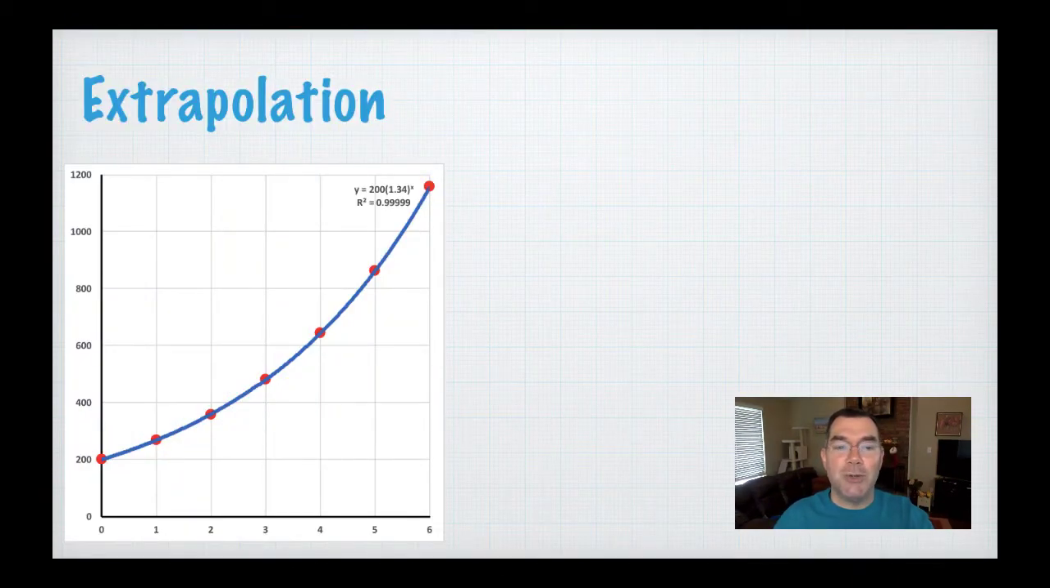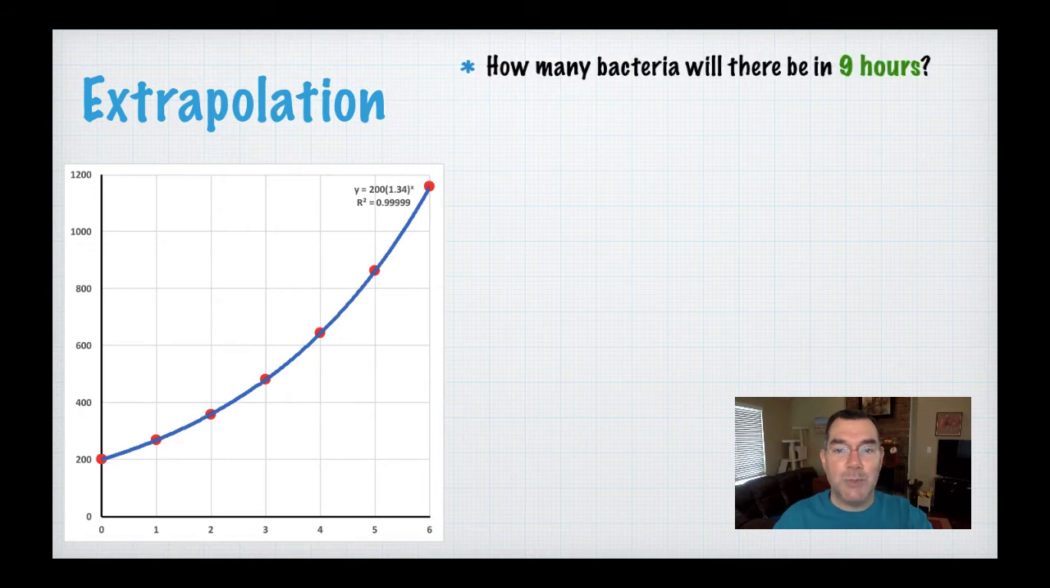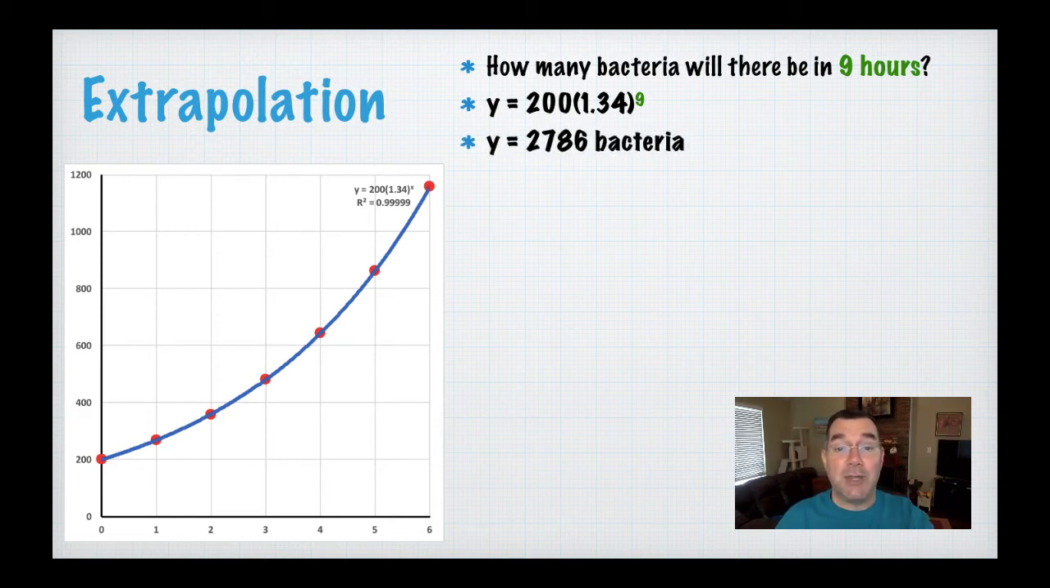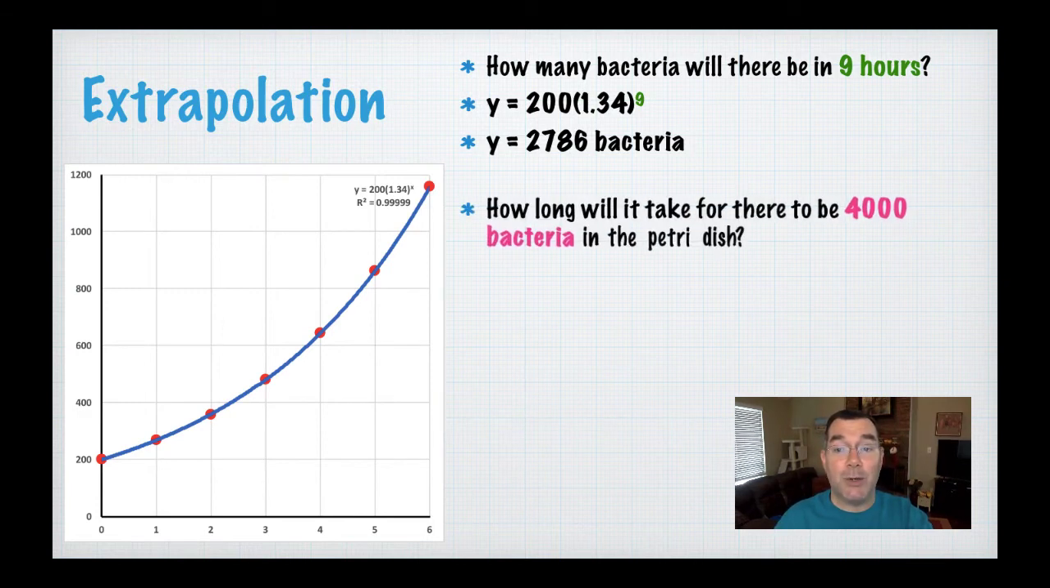All right, so what we can do now is extrapolate on this data, which means go beyond the data to find further information if this is such a good model of how the bacteria is growing. So how many bacteria will there be in 9 hours? Well, I take that equation and plug in 9 for x because x represents the time. And I will have 2,786 bacteria in that petri dish after 9 hours.